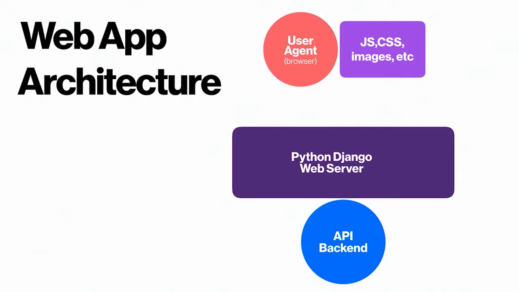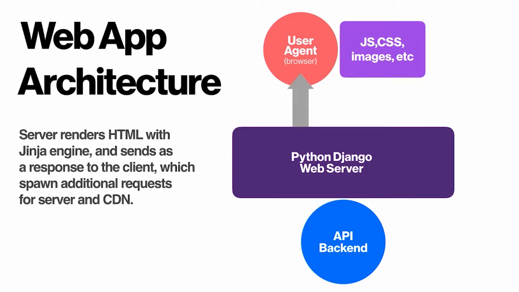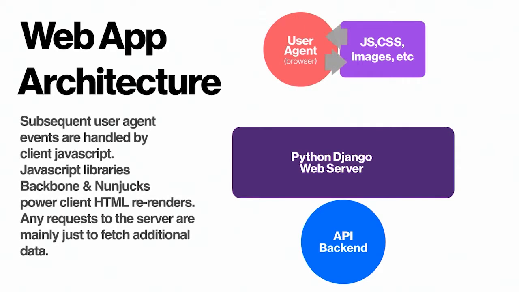So now let me give you a very high-level overview of our web app. We have a single-page app on the client. We have a Python Django web server and backend API. Whenever a user types pinterest.com in their browser, it sends a request to our Python Django web server, which does all the rendering using Jinja templates and sends back the HTML. Once the HTML is parsed by the browser, it will spawn additional requests. It will initialize the app and download all these assets from the CDN. After that, all subsequent requests will happen only to retrieve additional data. So we don't do any more server-side rendering once we render the initial page.